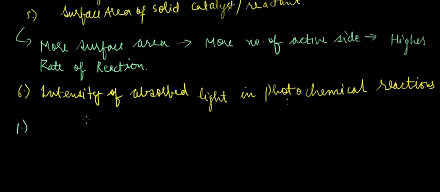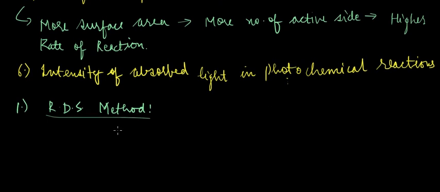We have already seen this method, which is the RDS method. The RDS method is the slowest step which is required for the completion of the reaction. It is the slowest step in the course of the reaction.